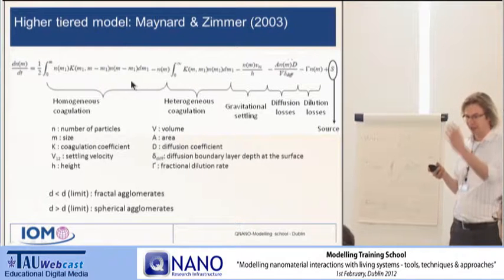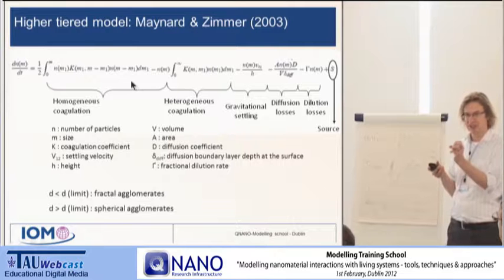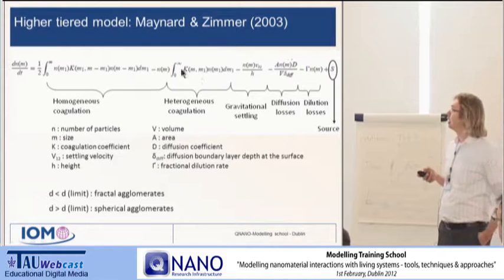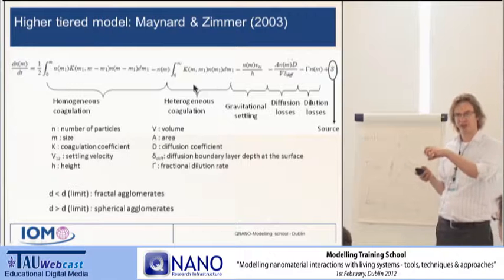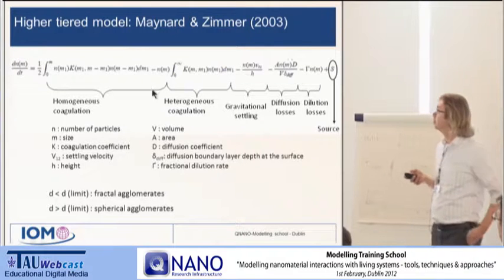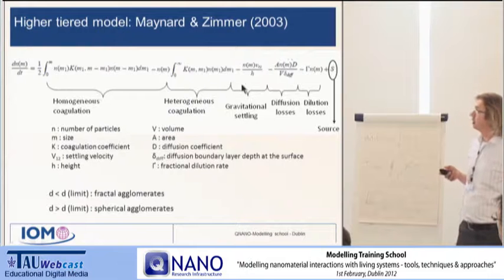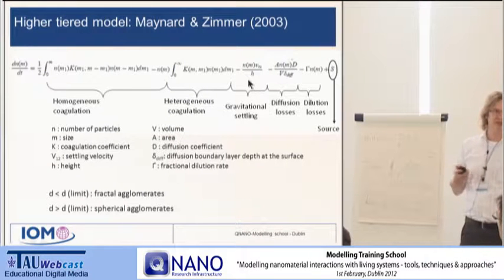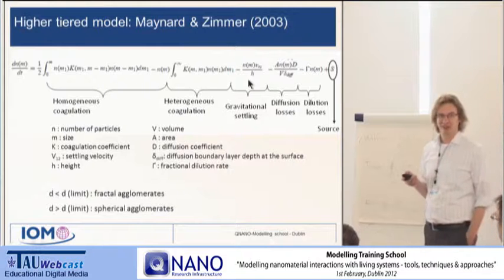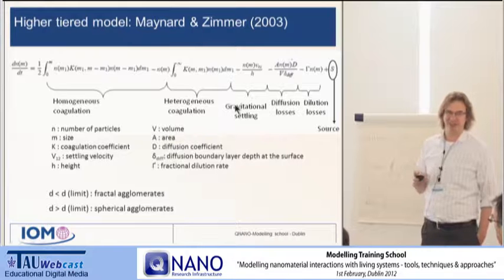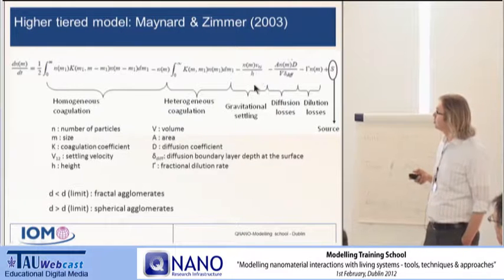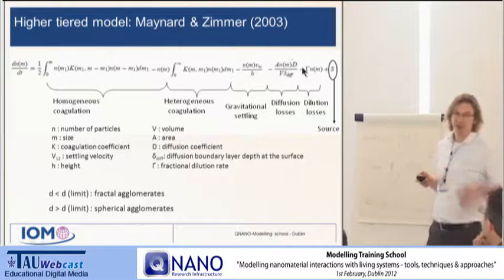So if I emit a certain particle with a distribution, they will, well, not react, they will coagulate with one another. And there's heterogeneous coagulation, so that's the scavenging of your nanoparticles by the background material. You can implement this, and if you're a mathematical modeler, this is not complicated. But again, there are a number of simplifying things that you need to take into account. Also, here you have a function of gravitational settling, diffusion losses, and dilution losses.